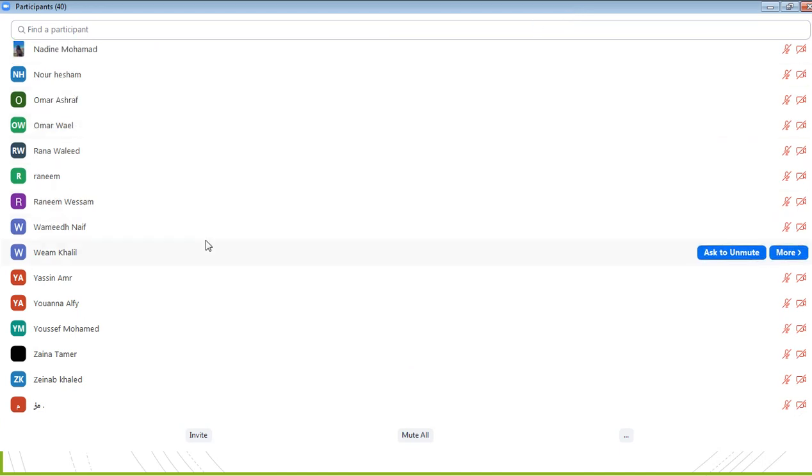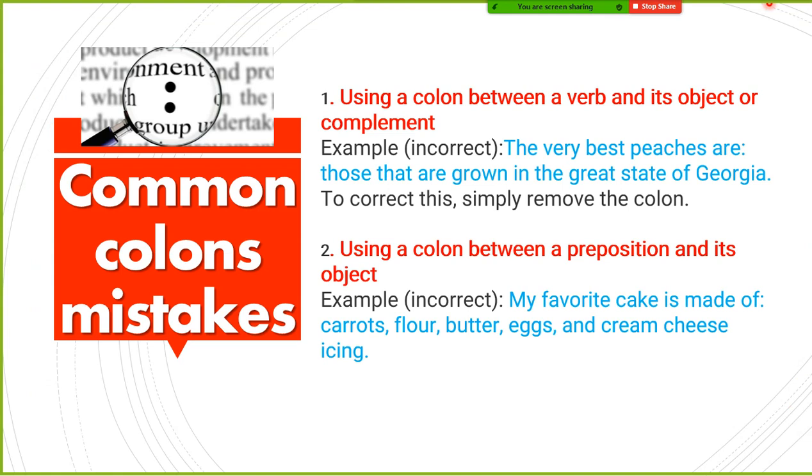Welcome. Okay, Noor. Noor? Yes. Yes, this example. Read it and tell me what's wrong about it. Okay. My favorite cake is made of carrots, flour, butter, eggs, and cream cheese icing. Miss, we put that colon because it is a list of things. Okay, but this is an incorrect sentence. Why is it incorrect?